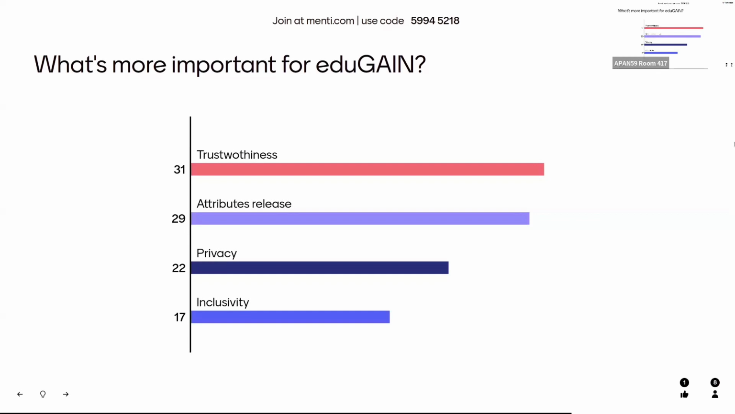Thanks a lot. The results are talking by themselves. On top of everything is trustworthiness, attribute release, and privacy. And inclusivity, I can't say it's less important. It's important, but of course, it should not diminish the privacy, the easiness of the attribute release, and the trustworthiness of the infrastructure. This is quite clear.